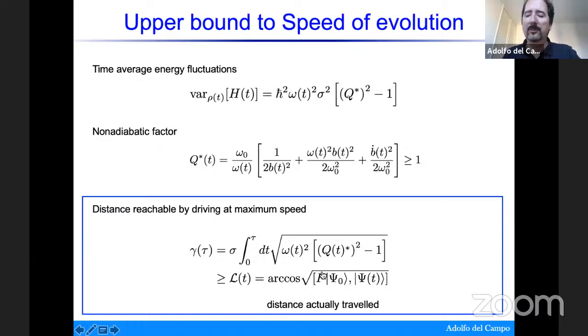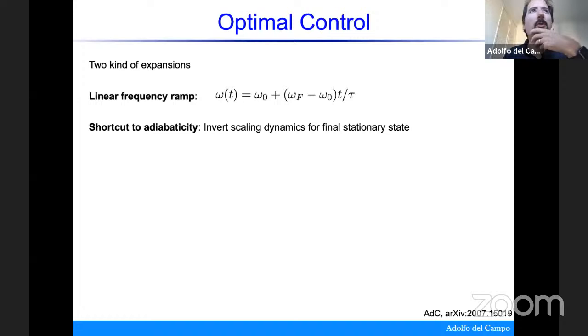So two applications I want to discuss. One is in the context of optimal control. I'm going to compare typical expansion, where we just take a trap and expand it in some time scale tau by doing a linear ramp. And I want to alternatively use it for one of these shortcuts to adiabaticity.